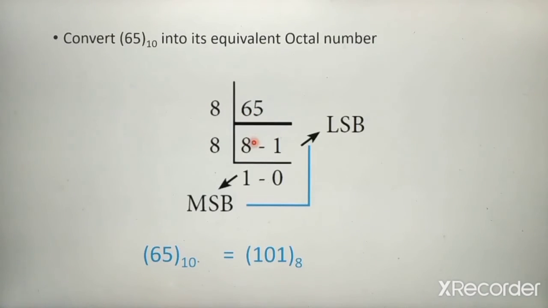So now we check whether the new quotient is less than 8 or not. No, it is not. It is equal to 8. So again we have to divide the new quotient by 8. So now we are getting 1 as a quotient and 0 as a remainder. So we can stop the process and write the result from the last quotient value 1, the last remainder value 0 and the first remainder value. Here 101 is the octal number for the given decimal number 65.